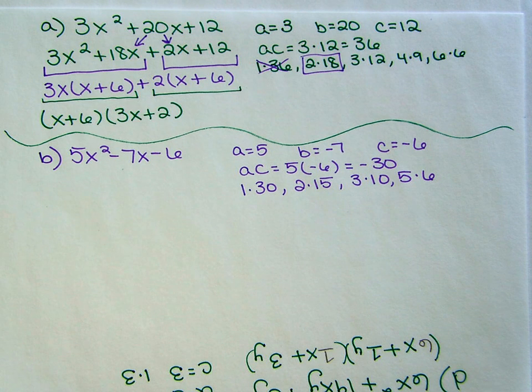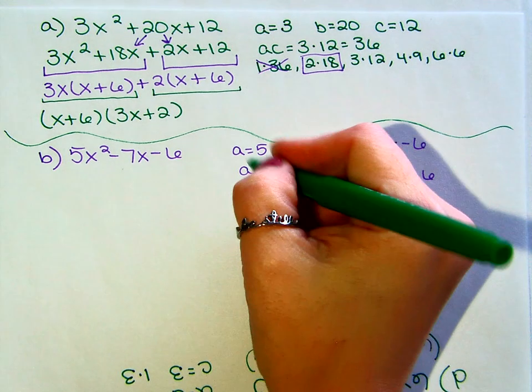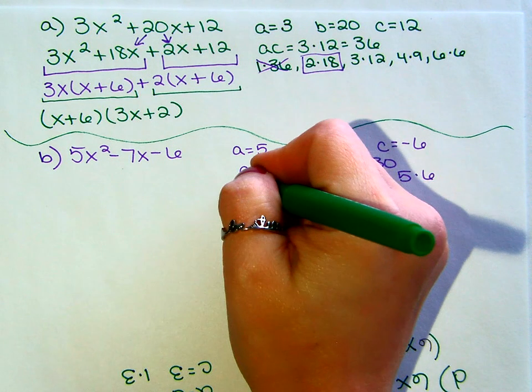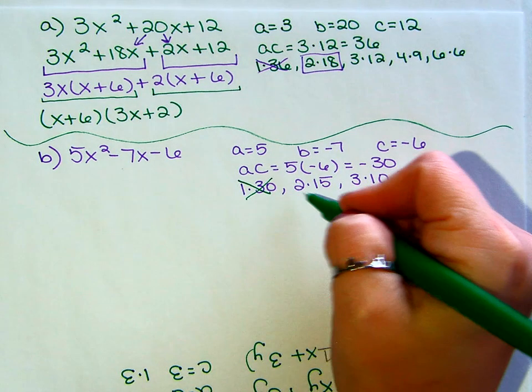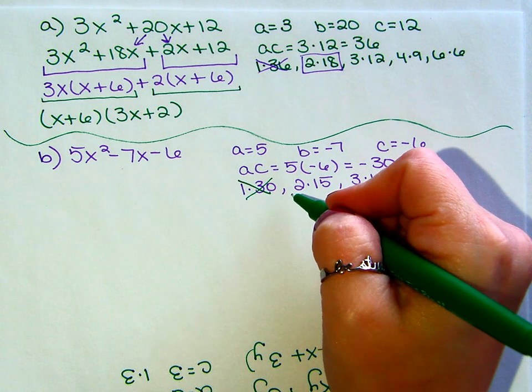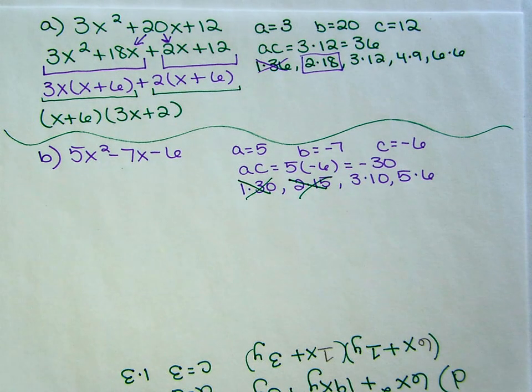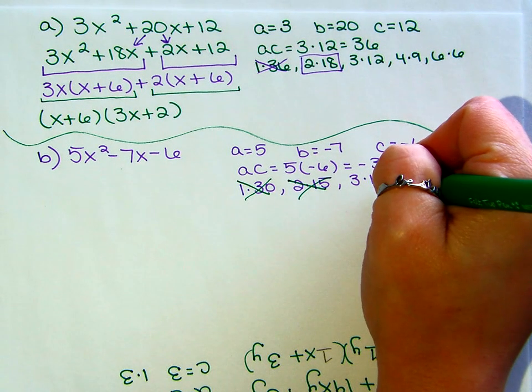Now our B in this case is a negative 7. So instead of last time when we were adding our terms to get to the 20 because they were all positive, this time we're trying to subtract our numbers to get to 7. Well, 1 and 30, no matter how I go about it, is not going to subtract to give me 7. It'll give me 29 or negative 29, so that doesn't work. 2 minus 15 will give me a negative 13. 15 minus 2 gives me a positive 13. That doesn't work. 3 and 10, that would give me a 7. So I'm going to be using 3 and 10.